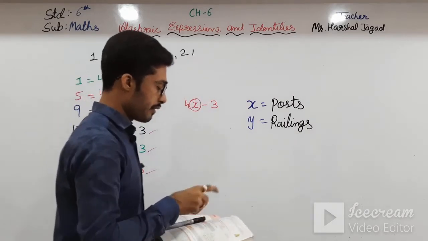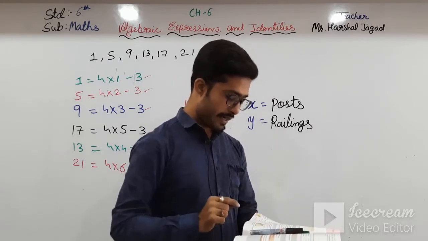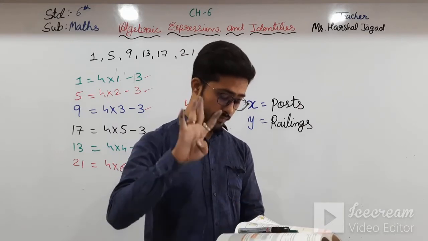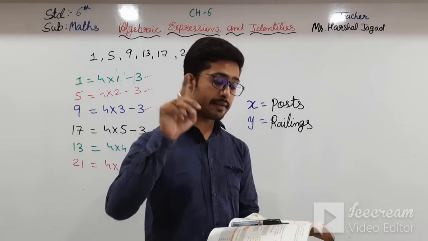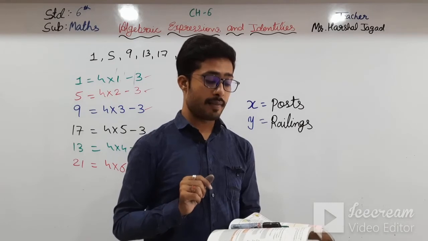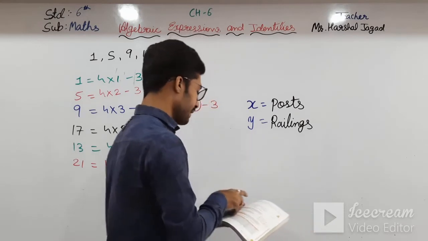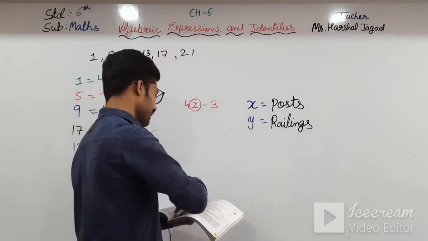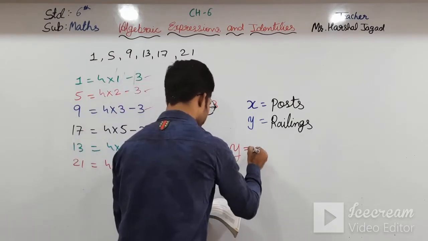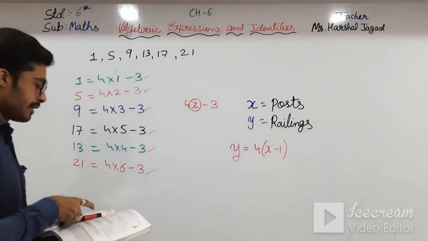Okay students, here you can see 1 post, 0 railings. See here, it is given. In the second it is 4, and in the third it is 8, in the fourth it is 12. You can say that it is the table of 4: 4 1s are 4, 4 2s are 8, 4 3s are 12. But how will we write this? We will write this as y is equal to 4x minus 4.